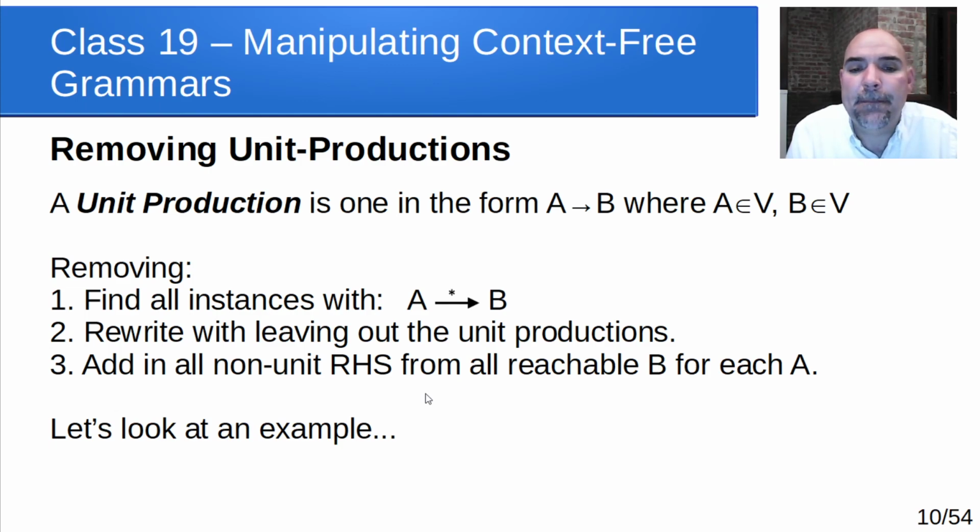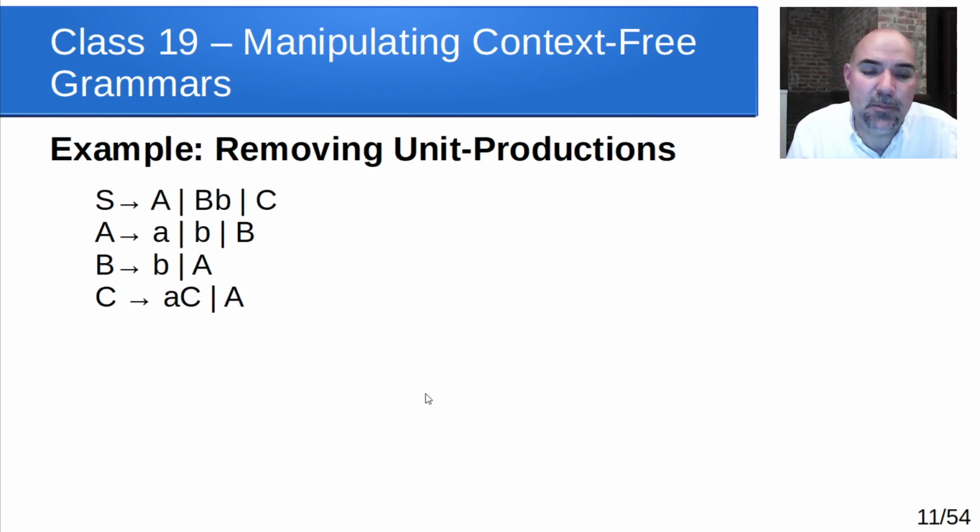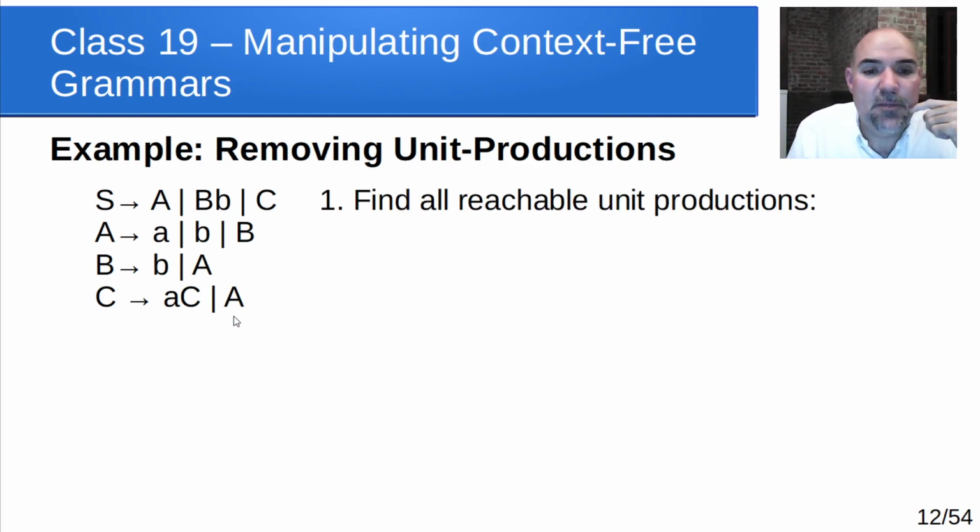So let's do that. Okay, so here's an example. So removing unit productions. So first off, I guess step one is here, find all the reachable unit productions. What are all the unit productions that we can have here? Where a variable produces a variable. Here we have S producing A. That's one. S producing just C. That's one. A producing just B is one. B producing just A is one. C producing just A is one.